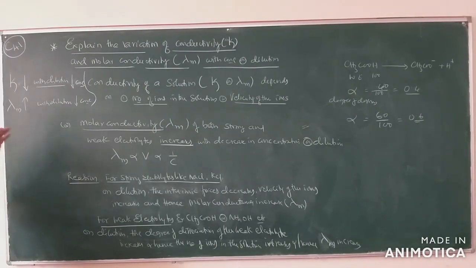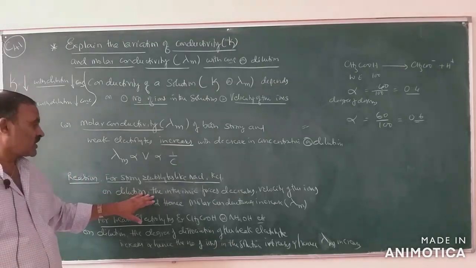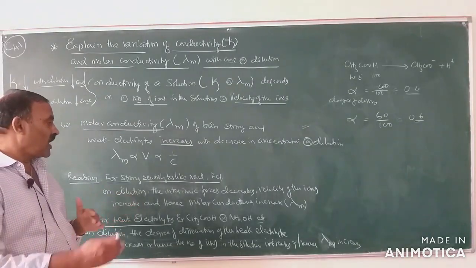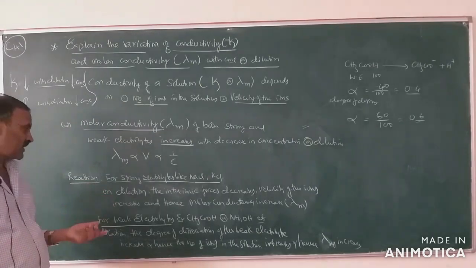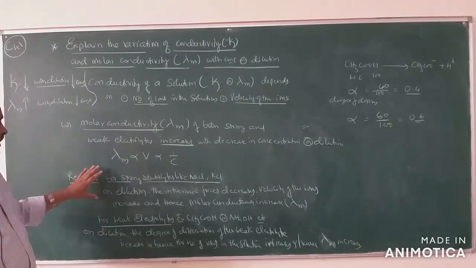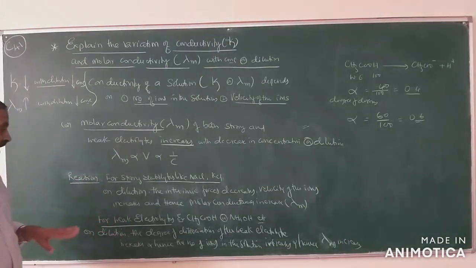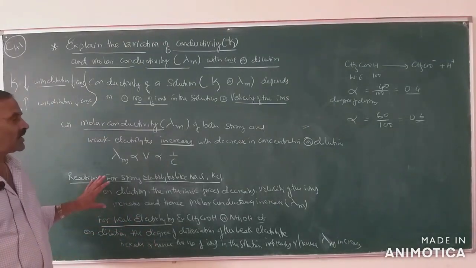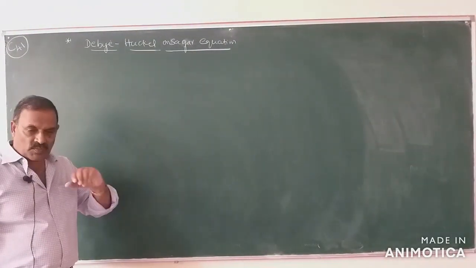This is because in the case of strong electrolytes, on dilution interionic forces decrease. As the interionic forces decrease, the velocity of the ions increases and hence molar conductivity increases. In the case of weak electrolytes, on dilution, the degree of dissociation increases, the number of ions increases, and hence molar conductivity increases.